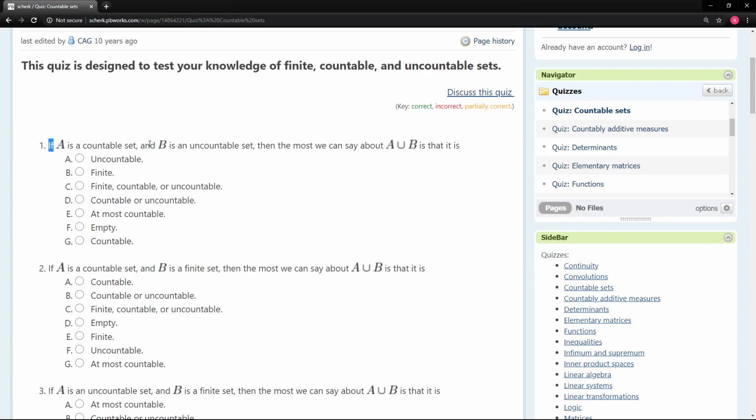If A is a countable set and B is uncountable, then the most we can say about A union B is... well, A is countable and B is uncountable. What can we say about A union B? So let's say A is Z and B is R, because if 0 to 1 is uncountable, then definitely R is going to be uncountable. Well, it's going to be uncountable, right?